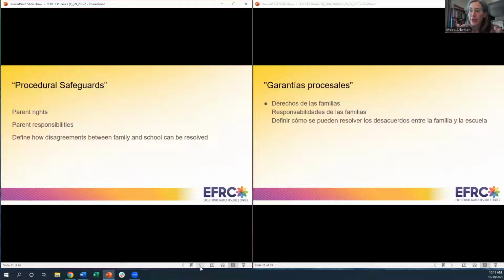It should outline for you, these are your rights. These are the things that you can do if you're not in agreement. But again, it also includes some responsibilities. This is such a dense document that we have a special training that is only to review the procedural safeguards. But suffice it to say, in the IDEA, this is a significant part of the legislation. Next.